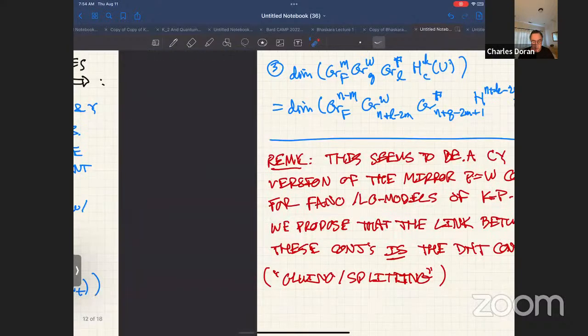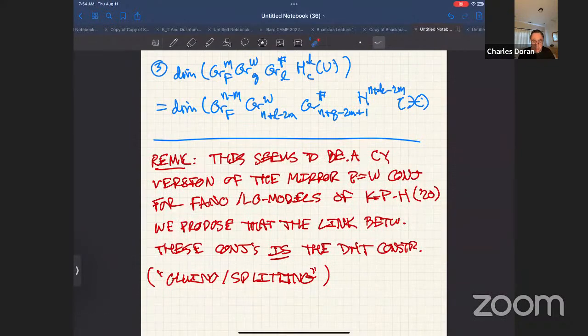And finally, also, the dimension of the mth, qth, lth piece of the compactly supported cohomology on U is the dimension of the (n minus m)th, (n plus l minus 2m)th, (n plus q minus 2m plus 1)th piece of H^(n plus k minus 2m) of the total space of the degeneration.